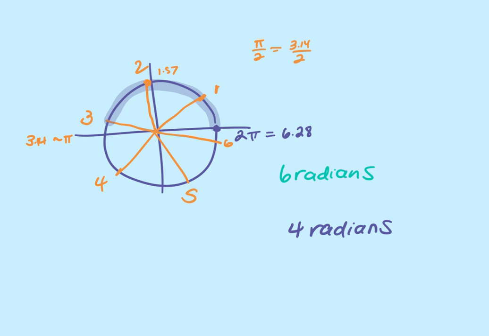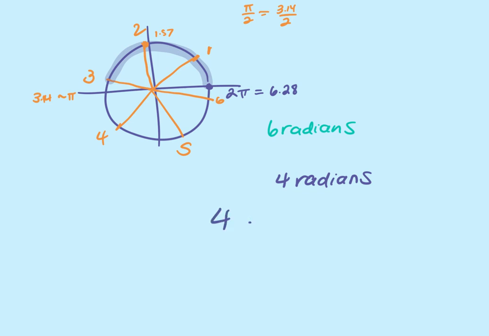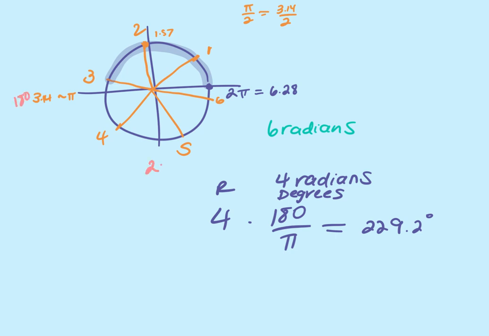If that totally freaks you out, convert them to degrees and figure out where they are. So 4 radians times 180 over pi, because that's how I would convert from radians to degrees, would be 4 times 180 divided by pi, which is 229.2 degrees. And 229 is in between 180 and 270, so I know it's in the third quadrant.